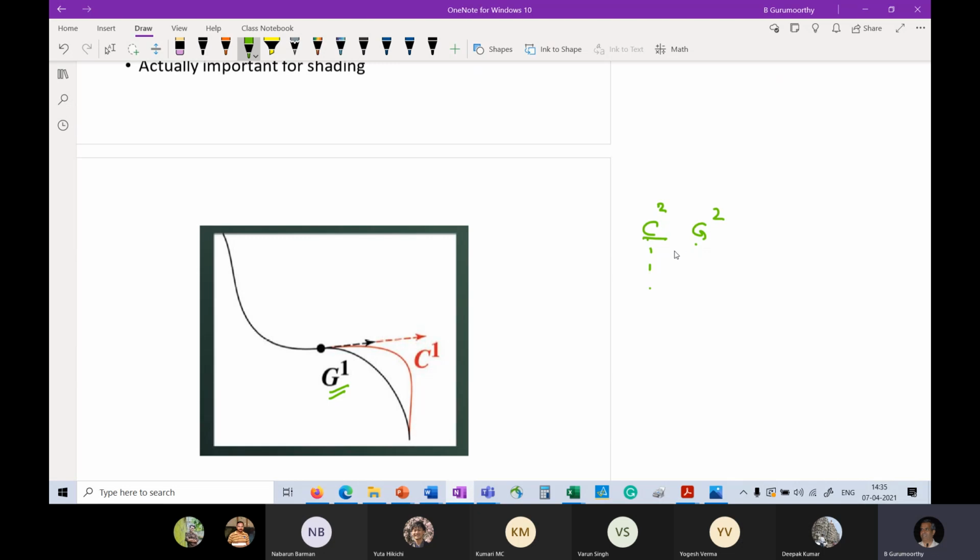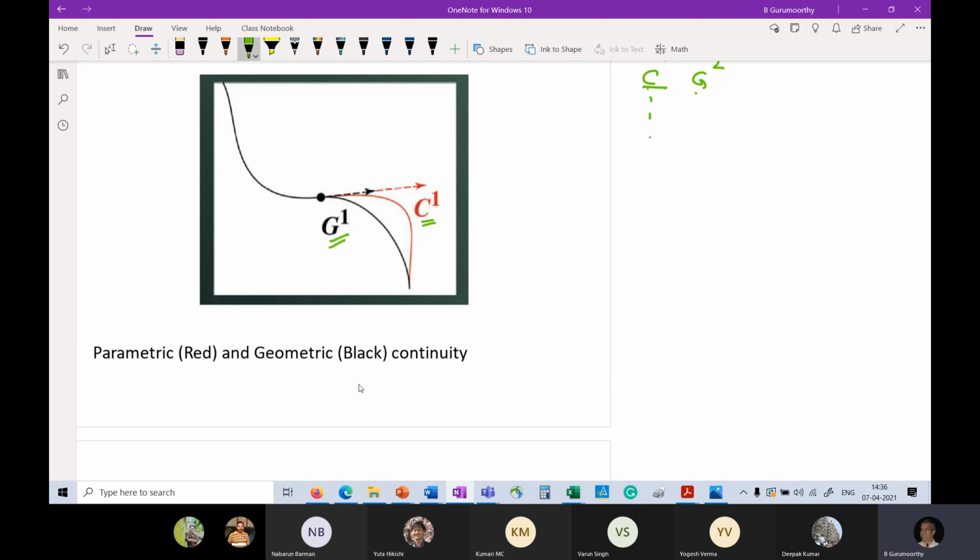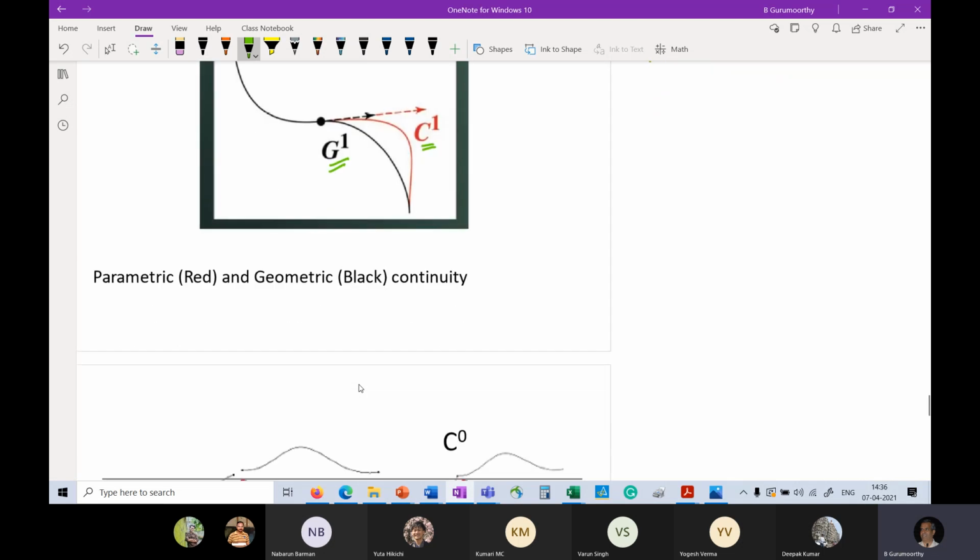Clearly you appreciate that in a lot of instances it's very difficult to maintain continuity in both magnitude and direction. So geometric continuity enables designers to tweak points, control points, etc., so that the direction is the same. They don't worry too much about the magnitude. This is an important distinction that you should keep in mind about geometric and parametric continuity.